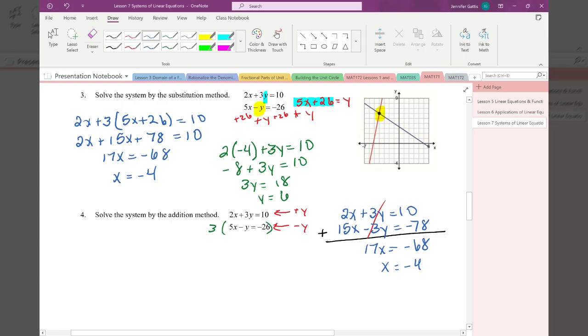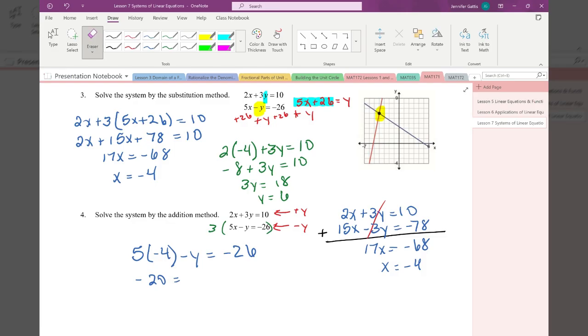And now this time I'm going to plug it into this bottom one. So 5 times negative 4 minus y is equal to negative 26. We get negative 20. Oops, did not erase like I wanted it to. There we go. Minus y is equal to negative 26. Negative y is equal to negative 6. So y is equal to 6.